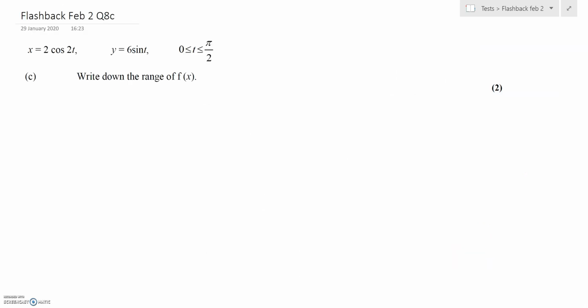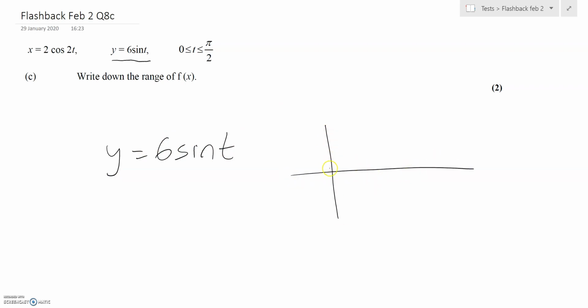In part C, we're asked for the range of f of x, so when we're asked for the range, we need to look at the y equation. y is equal to 6 sin t, but then we're looking at this between 0 and pi by 2, so our normal sine function just between 0 and pi by 2. And it looks like that, and it reaches a maximum at pi by 2, and the maximum it reaches is 6. So it goes from 0 to 6, so that's our range.